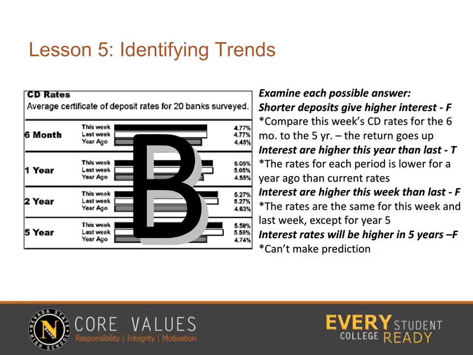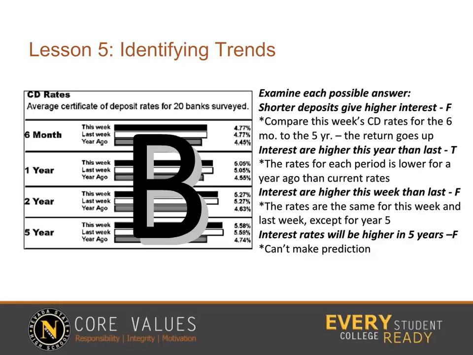This question is asking for the correct statement according to the bar graphs that are provided to you. Read each statement given to you and compare them to the graph to see if the statement is true or false. The first statement is false because when you compare CD rates for the 6-month graph to the 5-year graph, the longer term or 5-year rates are higher. Thus, shorter deposit lengths do not give you higher interest rates.